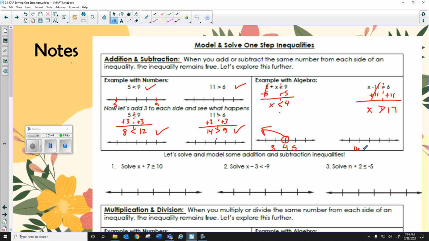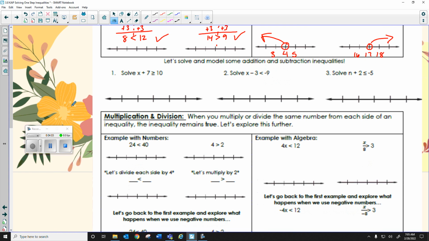I'm going to put 16, 17, and 18. Again, 17 wouldn't work because 17 would give me 6 as an end result, and 6 isn't greater than itself. So it's an open circle, and then it's going to be all numbers greater. So it's going to go this way. All right, go ahead and try these 3 on your own. Pause and play when you're ready to check.